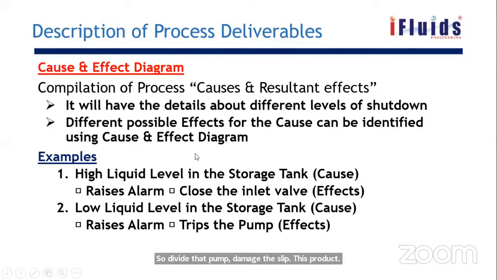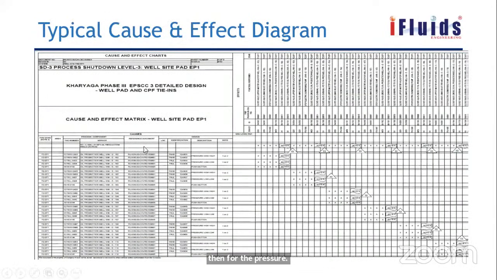Similarly, for different equipment, different things will be there, like what we talked about for the reactor and for the pressure vessel. So this is a typical cause and effect diagram. Here all the causes for the particular equipment will be listed, like pressure high, temperature high, and then what will happen if that pressure is high: either it may trip the pump or it may close my inlet valve. This is the cause we need to write, and this is the effect we need to put, and then we'll put a cross mark in this.